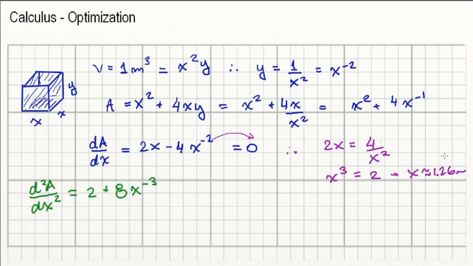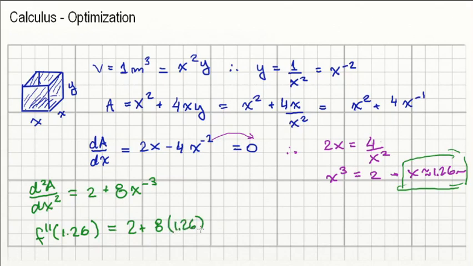Now what happens when we apply this point? Because what we need to find is, okay, this is our second derivative. What is the second derivative at that point? 1.26 meters. So that's 2 plus 8 times 1.26 to the power of negative 3. And that gives 6. So this is positive. What can we deduce from that? So that means concavity is upwards.